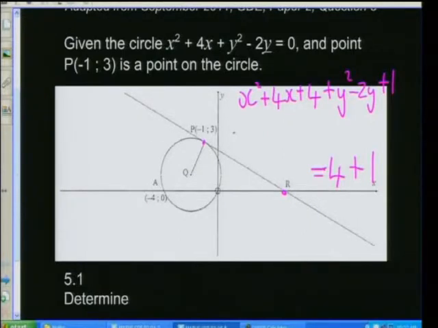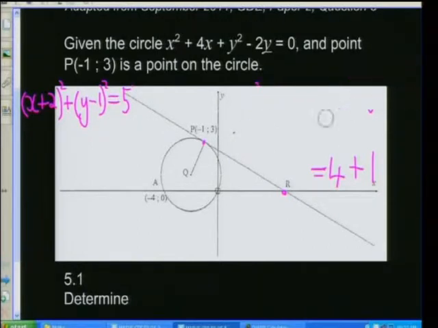So now we've completed the square on the circle, and all that's left to do for us is to write it into standard form. So this is x plus 2 squared plus y minus 1 squared, which is equal to 5. Right, so really, guys, you can't even move on a question such as this one if you don't get the equation of the circle into standard form.